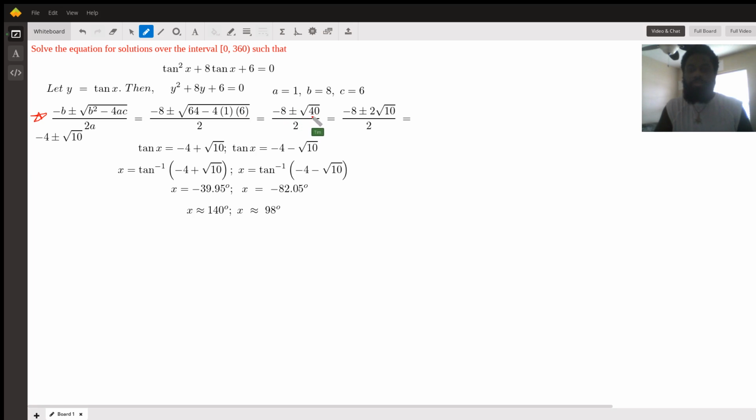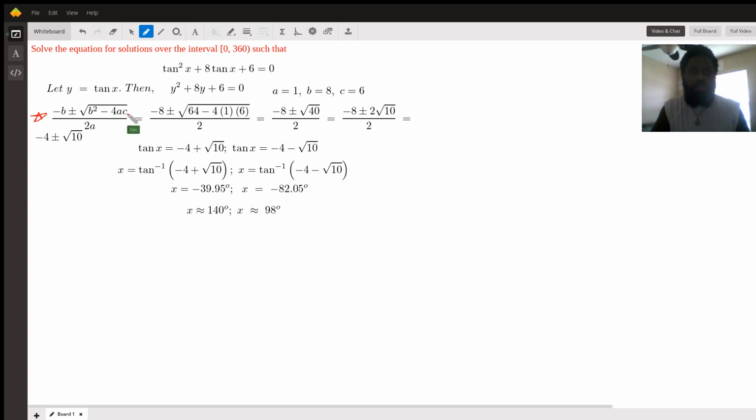Then we simplify root 40 into root 4 times 10. We take the square root of 4, which is 2, and we leave 10 in the root, all over 2. Then we continue to simplify: negative 4 plus or minus 1 times root 10, okay? Then we have y equals negative 4 plus root 10, and y equals negative 4 minus root 10.